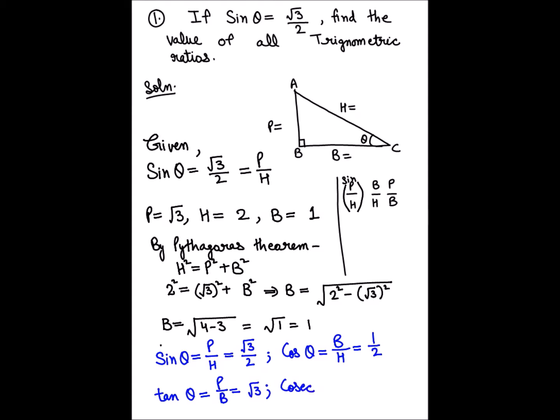Now cosec theta is just the reciprocal of sin theta, so it is hypotenuse upon perpendicular. Hypotenuse is 2 and perpendicular is root 3, so the value of cosec theta becomes 2 by root 3. Next is sec theta, which is h upon b, hypotenuse upon base, and the value of hypotenuse is 2 and base is 1, so the value of sec theta is 2. Similarly, cot theta is the reciprocal of tan theta, b by p, so its value is 1 upon root 3.